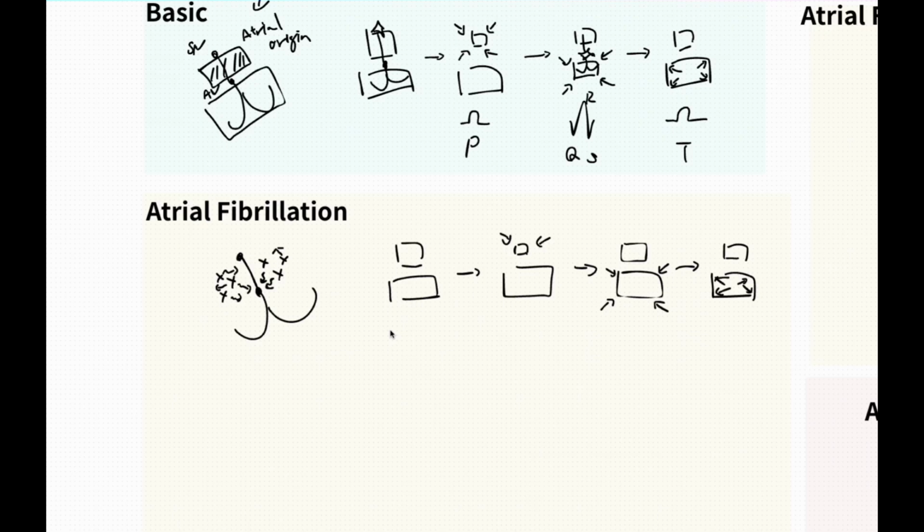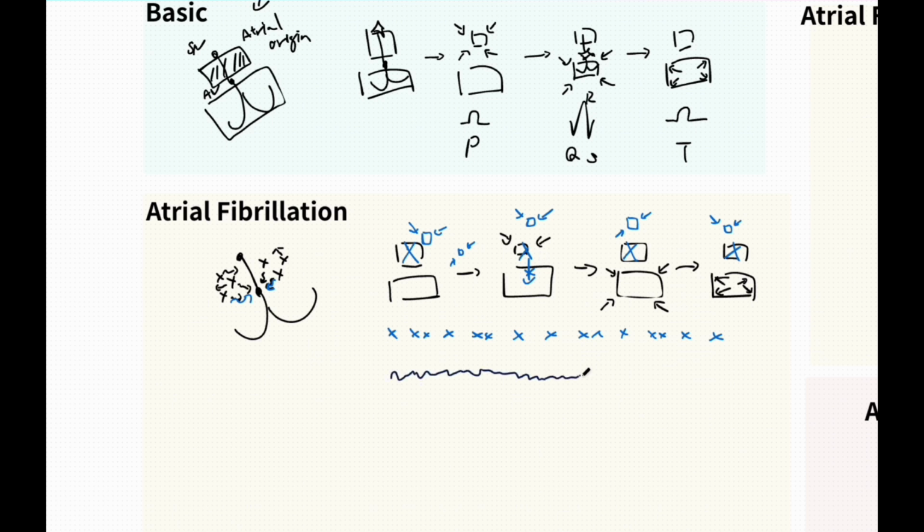Because the atrium is continuously stimulated from many different directions, it cannot contract in a coordinated way. As a result, atrial kick is lost. This reduces cardiac output, especially in elderly patients or in patients with diastolic dysfunction or mitral stenosis. On ECG, there is no consistent P wave. Instead, we see fibrillatory waves and ventricular contraction occurs irregularly. This ECG pattern represents atrial fibrillation.